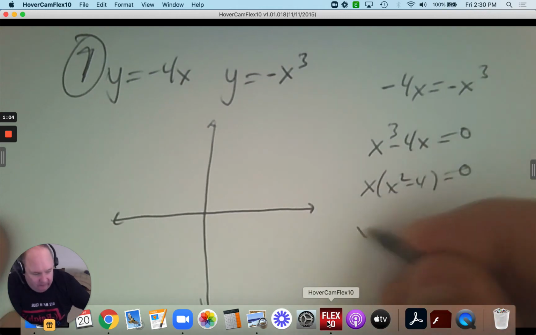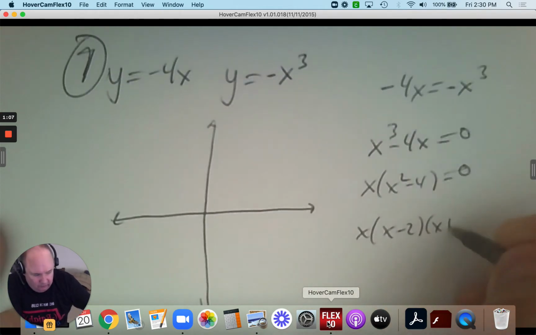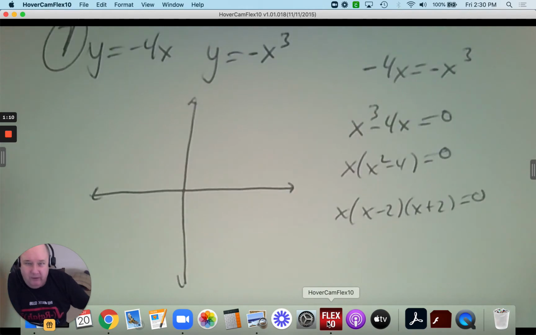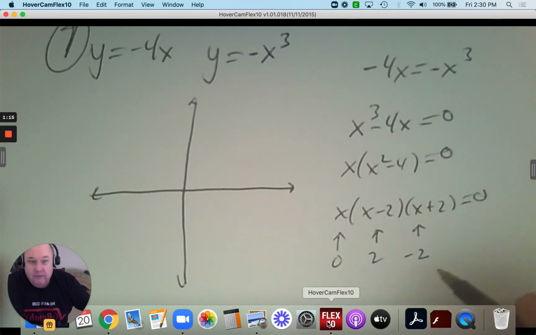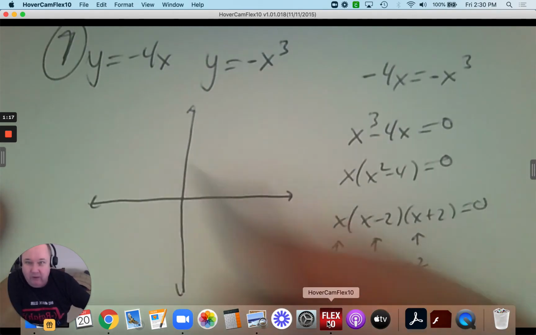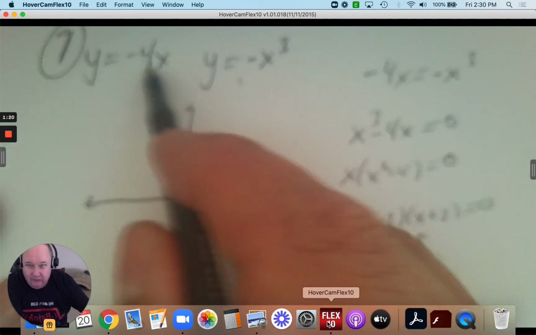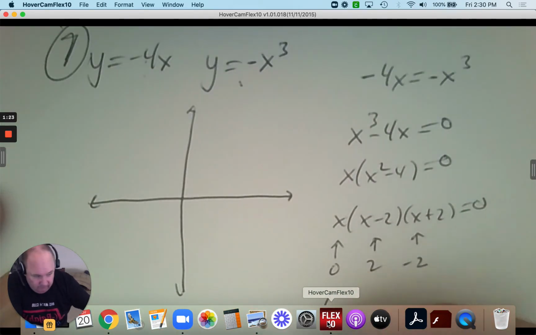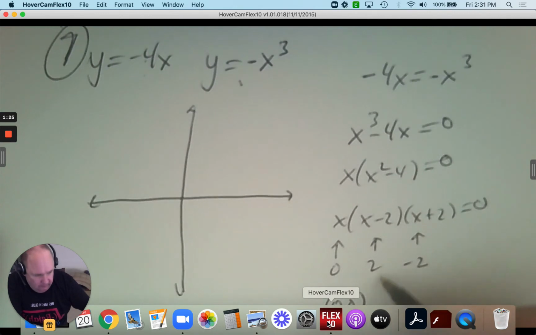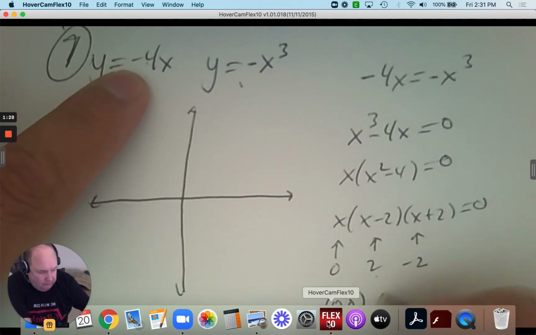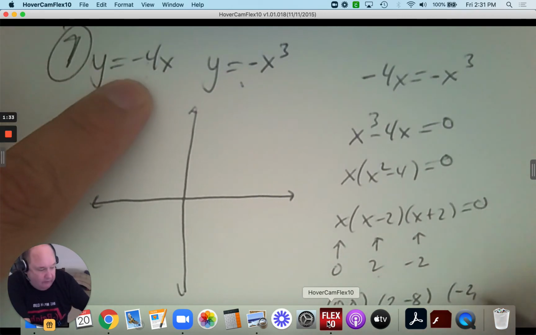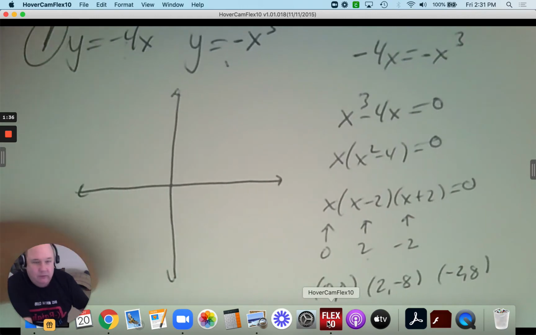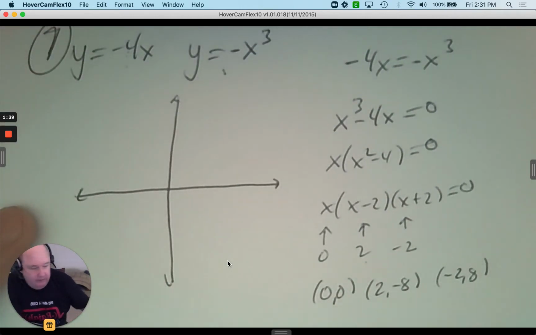If I factor this, it's a difference of squares. So the x coordinates where they intersect are at 0, 2, and negative 2. For each one, I need to find the y coordinate. Now, I can go to either one to get the right answer. If I use the line, then 0 gives 0, 2 times negative 4 gives negative 8, and negative 2 times negative 4 is positive 8. So those are the points I'm going to use: 2, negative 8; negative 2, 8; and 0, 0.